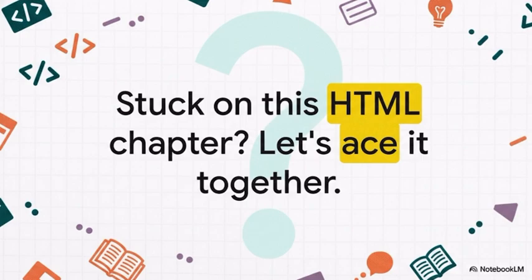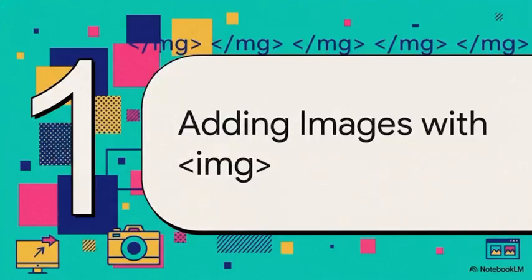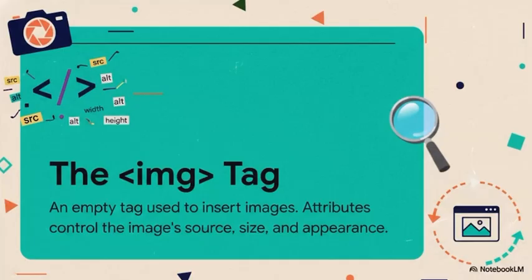Ready? Let's dive in. First things first, let's make our web pages look good. We're talking about adding visuals, and for that, our most important tool is going to be the image tag. So the image tag is basically you telling the browser, hey, put a picture right here. But, and this is the key part, it can't do anything by itself. It's an empty tag. That means it needs little helpers called attributes to do the real work.